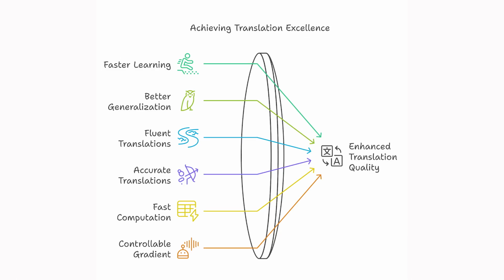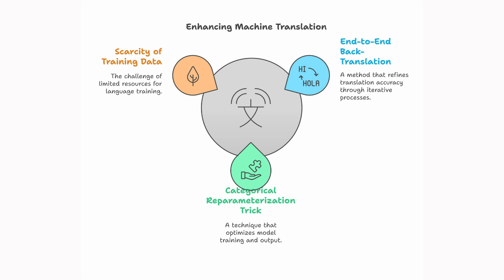What are the benefits of this approach? Well, the experiments in the paper show that end-to-end backtranslation with CRT leads to significant improvements in translation quality compared to traditional methods. The models learn faster, generalize better, and produce more fluent and accurate translations. The fast computation, controllable gradient, and flexible output are benefits in the E2EBT training framework. This has huge implications for making machine translation even better, especially for languages where training data is scarce. It brings us closer to a world where communication across language barriers is seamless and effortless.